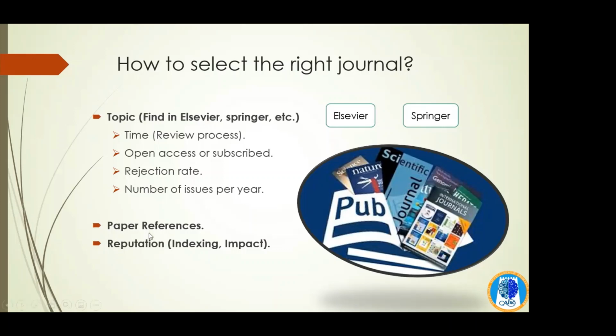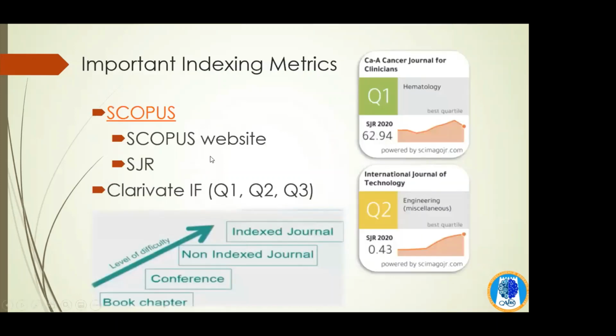And we are also looking at the reputation of the journal. Where is this journal indexed? Is it indexed in Scopus or in Clarivate Analytics? So the important indexing metrics are Scopus and Clarivate Analytics. If we need to check the quality of this journal based on Scopus, we will go, let me share my screen and return back again.